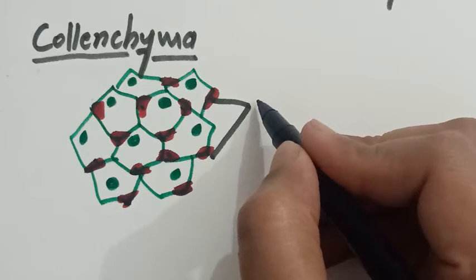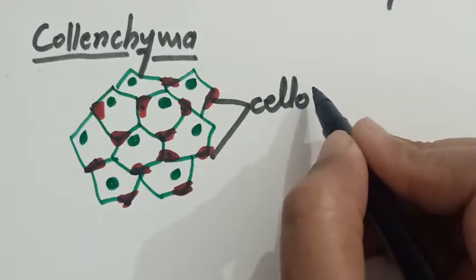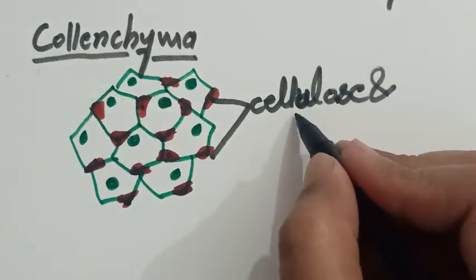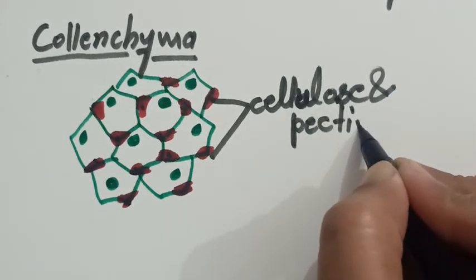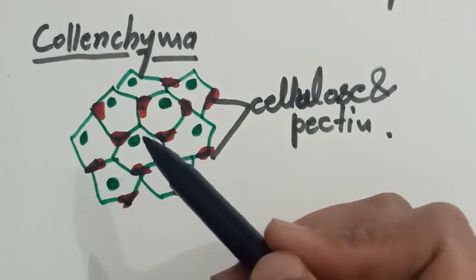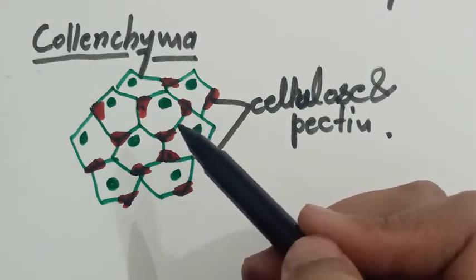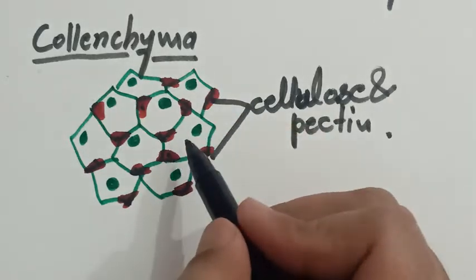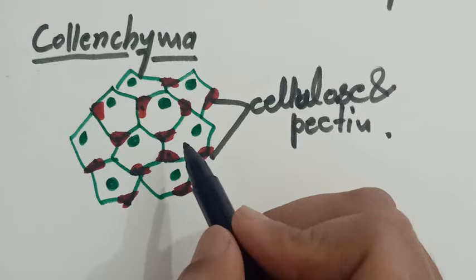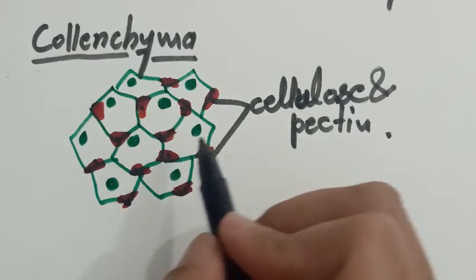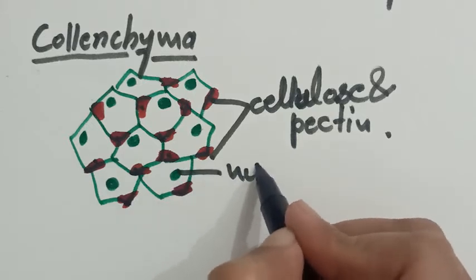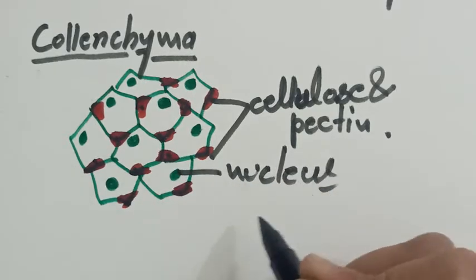Here the deposition of cellulose and pectin can be observed. It is very clear from here that they do not have intercellular space between the cells. So collenchyma cells lack intercellular space. As is observable, they contain a nucleus, these are the nuclei, and because of the nucleus they are living in nature.